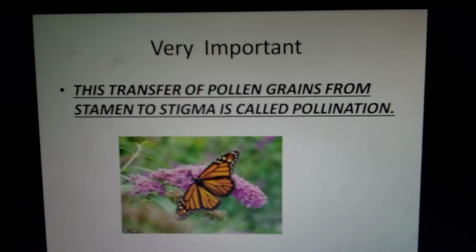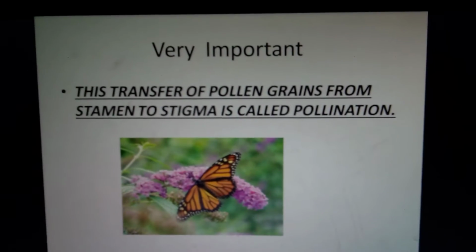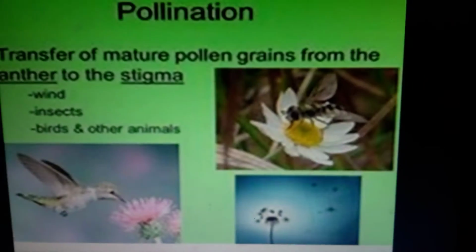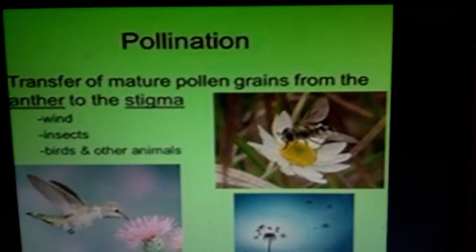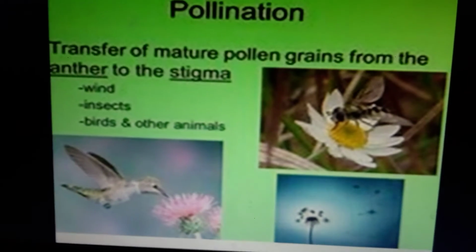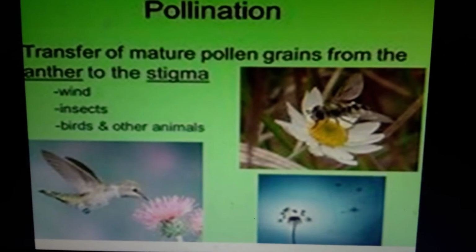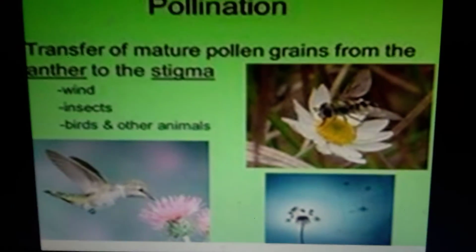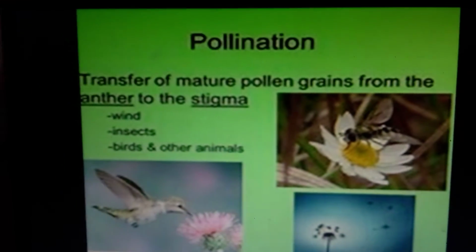It can be done by insects, or it can also be done by humans. This is another example of pollination: transfer of mature pollen grains from the anther to the stigma. Pollination is done by wind, insects, birds or other animals.